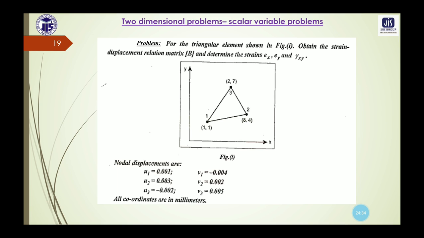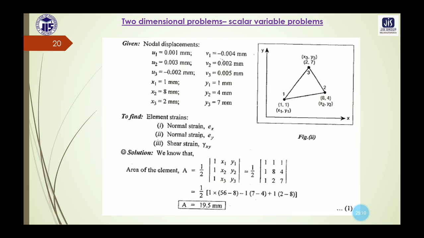Let us discuss one more numerical. Here it is given that for the triangular element in figure 1, we need to obtain the strain displacement matrix B and determine the strains Ex, Ey and tau xy. The nodal displacements u1, u2, u3, v1, v2, v3 are given, and all the coordinates are in millimeters.